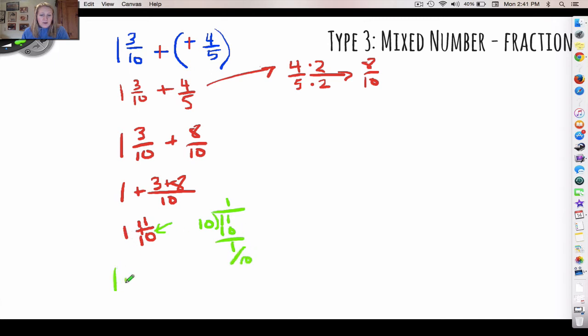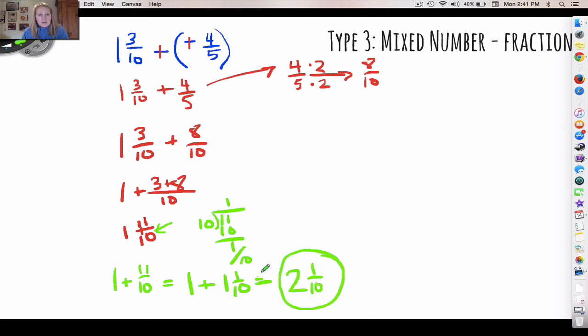So we had 1 plus 11/10, which we've discovered is really equal to 1 plus 1 1/10, which would be equal to 2 1/10. And that is my answer. And when we think about these two, this is pretty close to 1. This is pretty close to 1. 1 plus 1 is going to give us around 2. And that checks out.